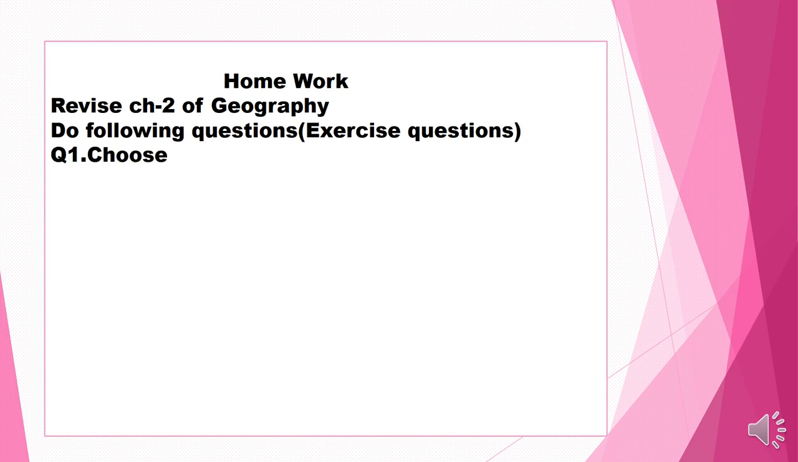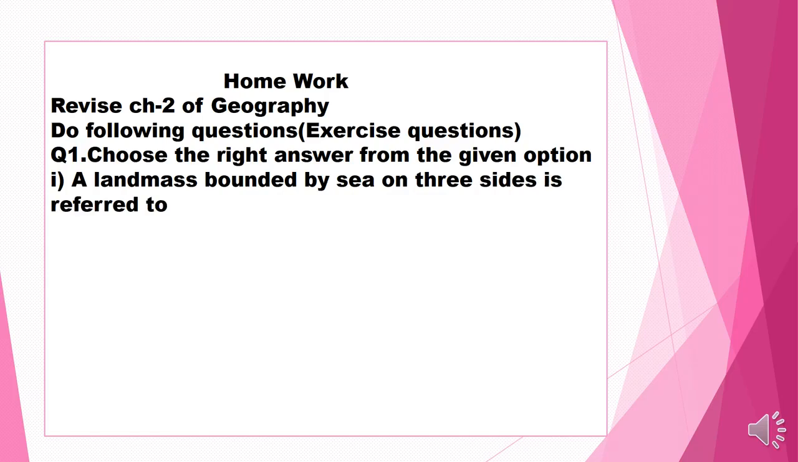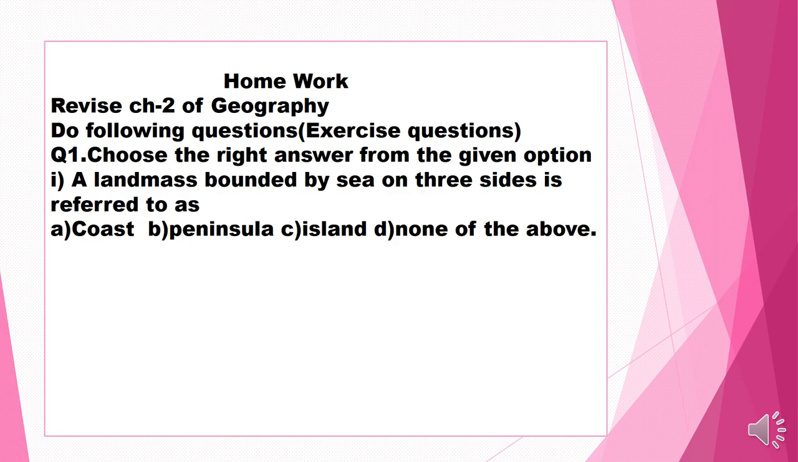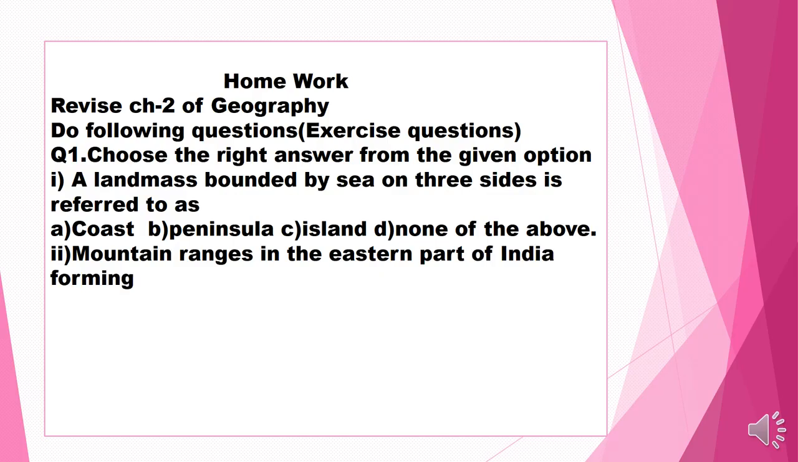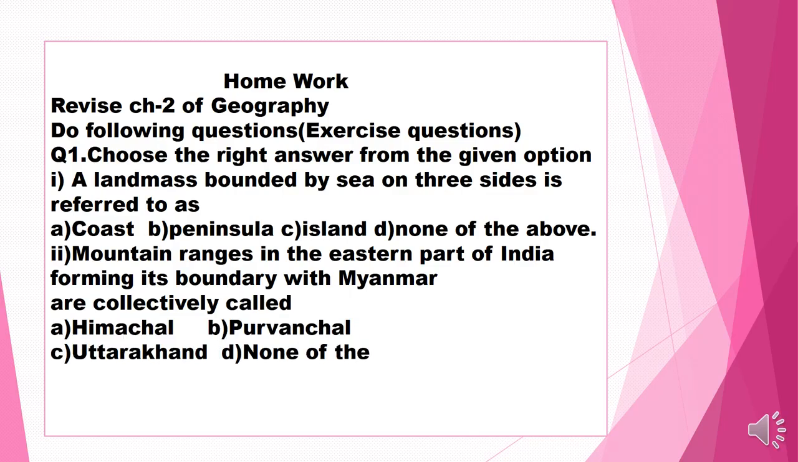And students, homework. Firstly, today you have to revise the complete chapter, and after that you have to do the exercise questions. Question number first: choose the right answer from the given options. First, a landmass bounded by sea on three sides is referred to as: coast, peninsula, island, none of the above. Second, mountain ranges in the eastern part of India forming its boundary with Myanmar are collectively called: Himachal, Purvachal, Uttarakhand, none of the above.